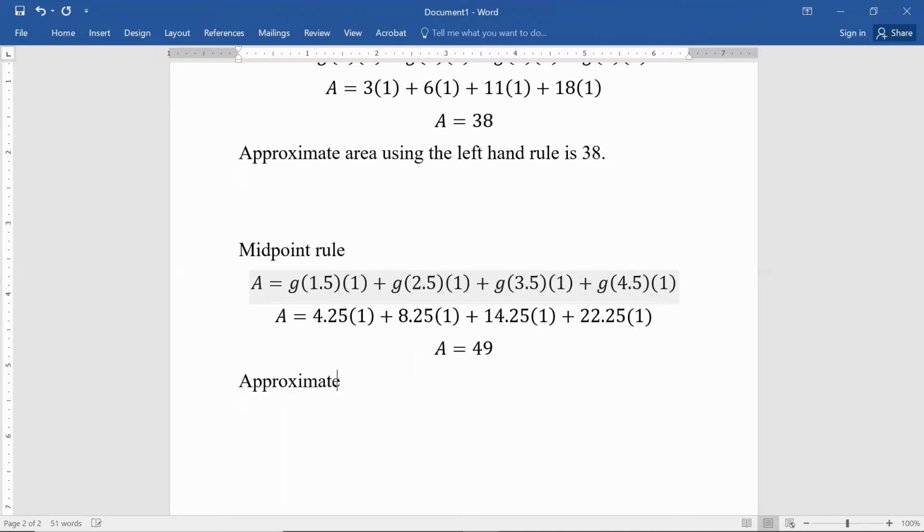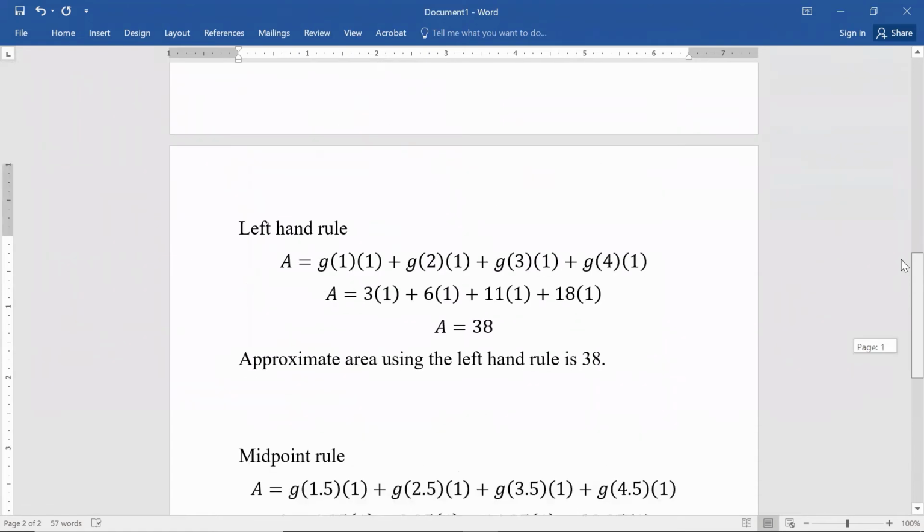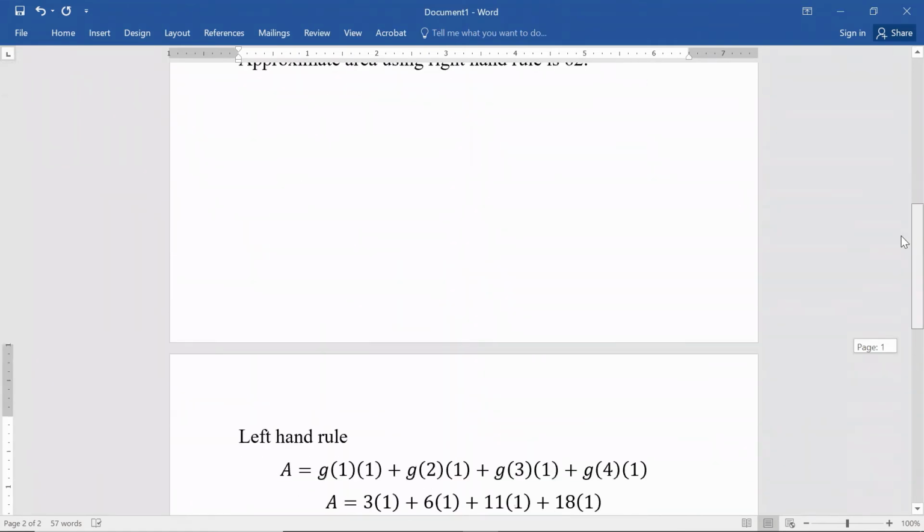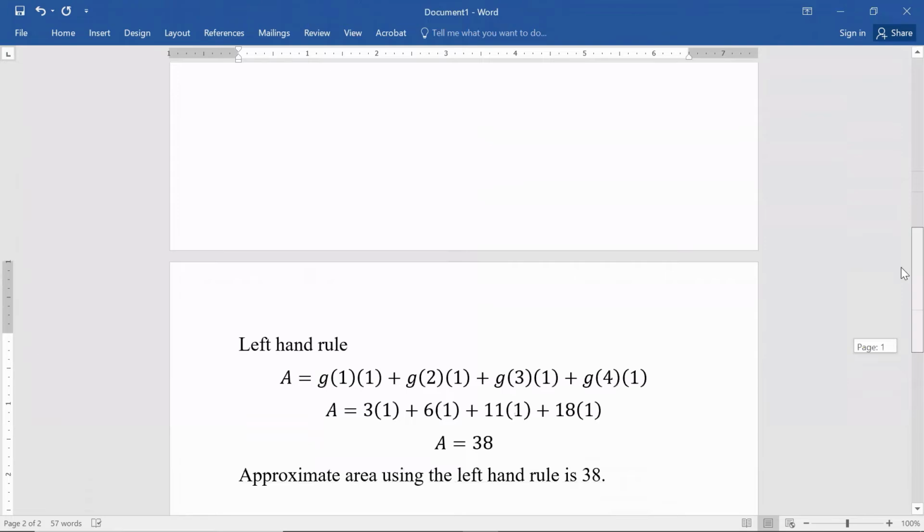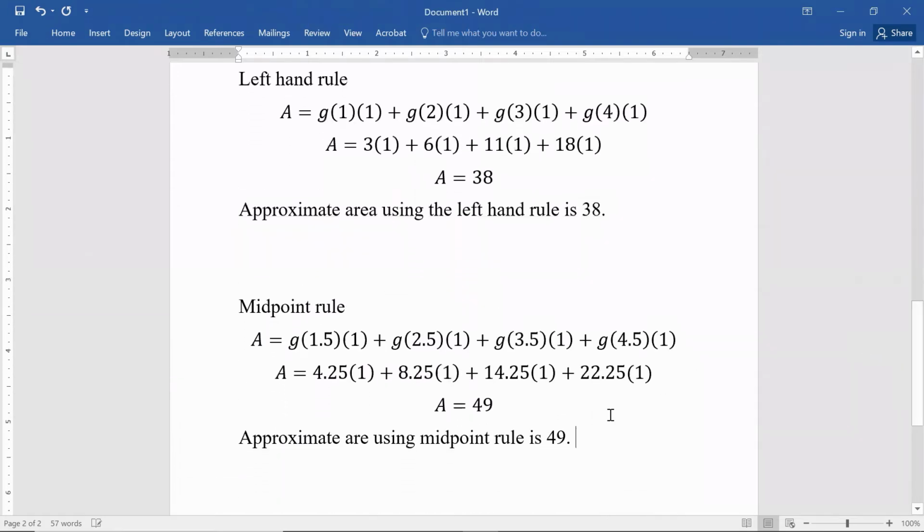The approximate area using the midpoint rule is 49. Notice again, that's in between 62 and 38, but there's a much bigger gap in this question between all of our approximations.